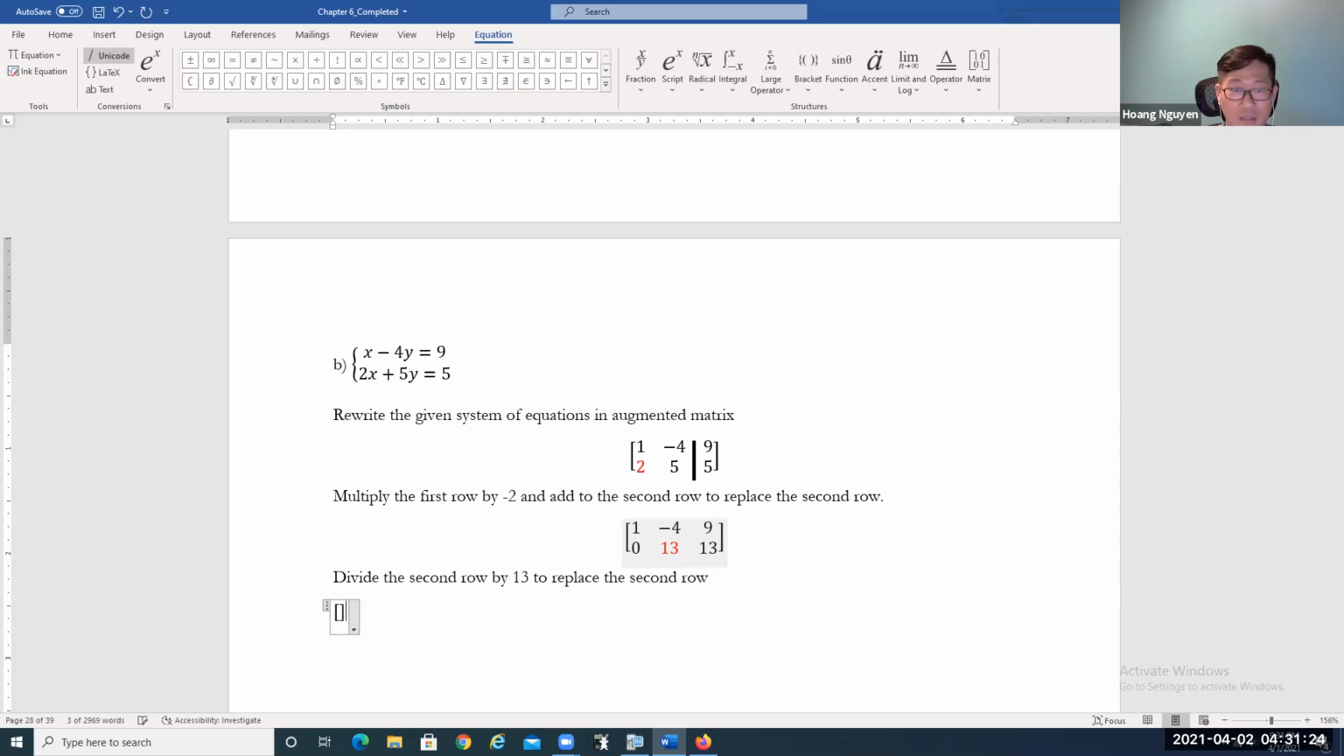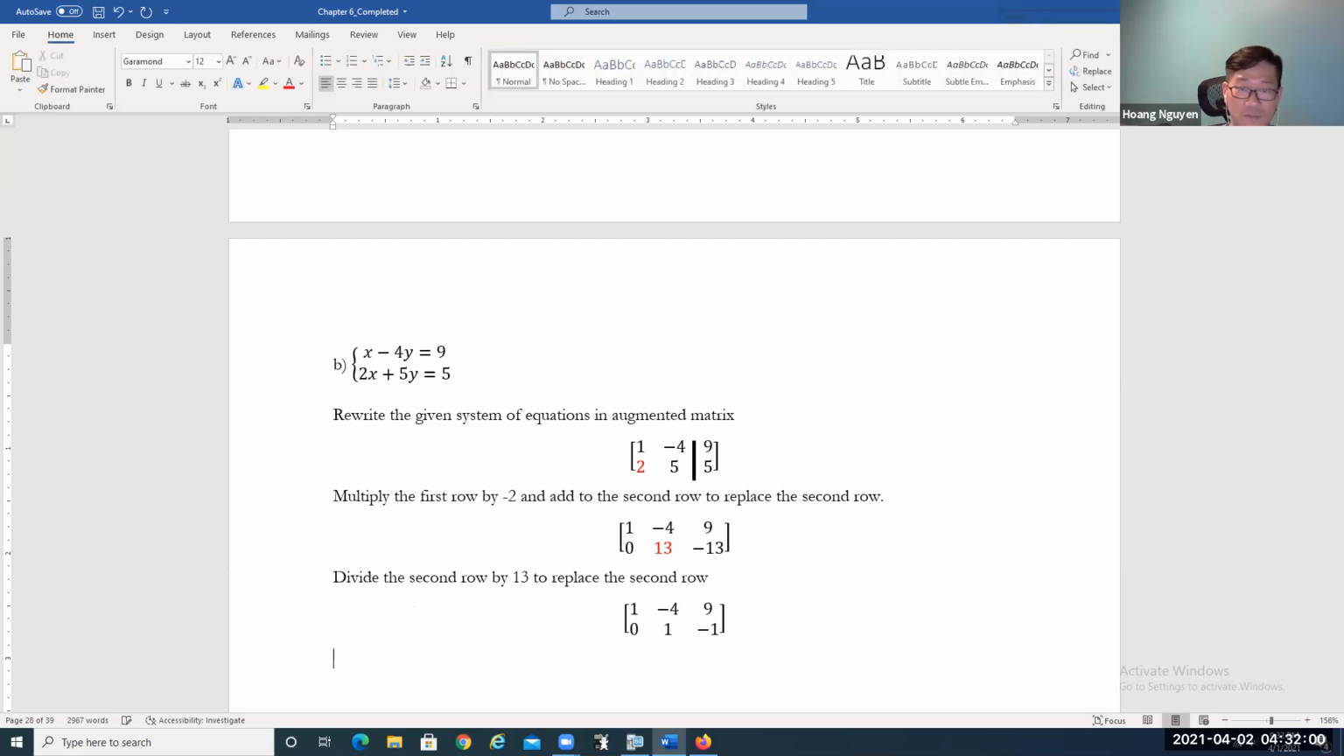So once again, I modify the second row. The first row is cut and paste. We're going to copy the first row, nothing changed: 1, -4, 9. Now the second row, what are we going to get? 0 divided by 13 is going to be 0. 13, and don't forget the negative I had earlier, so put it there. 13 divided by 13 is going to give you 1. Negative 13 divided by 13 is going to give you -1. Okay, so that's what we have.